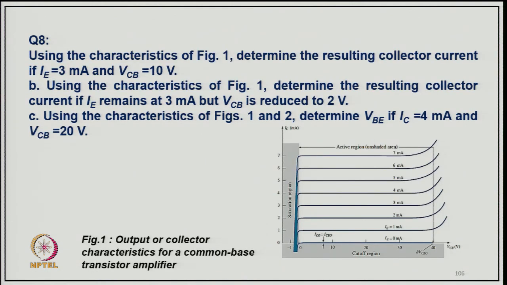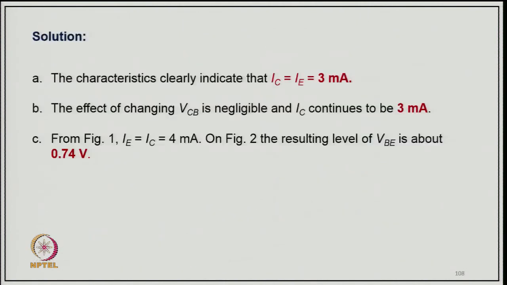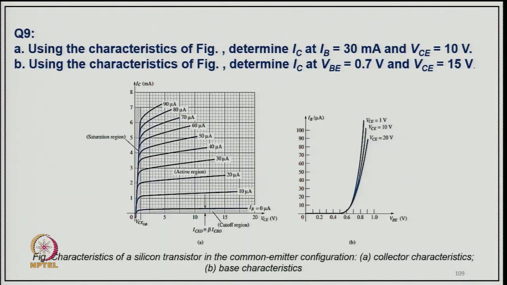Coming to example 8: using the characteristic of figure 1, determine the resulting collector current with IE equal to 3 milliampere and VCB equal to 10 volt. Using the characteristic of figure 1, determine the resulting collector current if IE remains 3 milliampere, but VCB is reduced to 2 volt. Using the characteristic of figures 1 and 2, determine VBE if IE is equal to 4 milliampere. So, from this characteristic we can find out: the characteristic indicates IC equal to IE, that is 3 milliampere, and the effect of changing VCB is negligible, IC continues 3 milliampere. And from figure 1, IC 4 milliampere, and from figure 2 the resulting VBE is 0.74 volt.